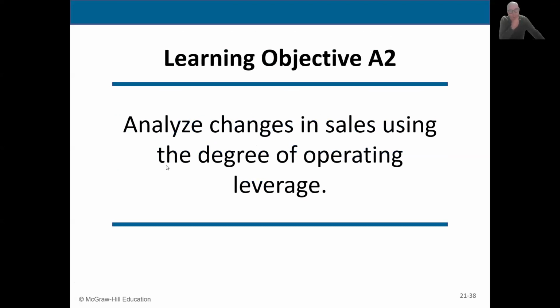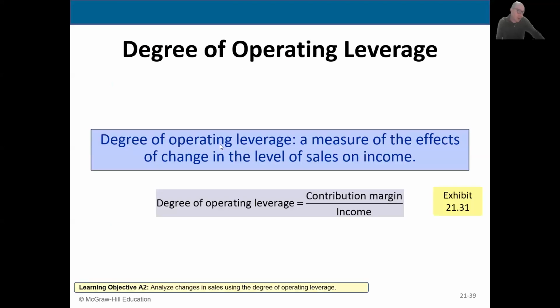There's another concept you should know, especially when we're talking about changes in sales, and we call that a degree of operating leverage. What this does is it helps us to measure the effects of changes on different levels of sales and the impact on the income. And the way we do that is we take the contribution margin divided by income. Pretty straightforward.